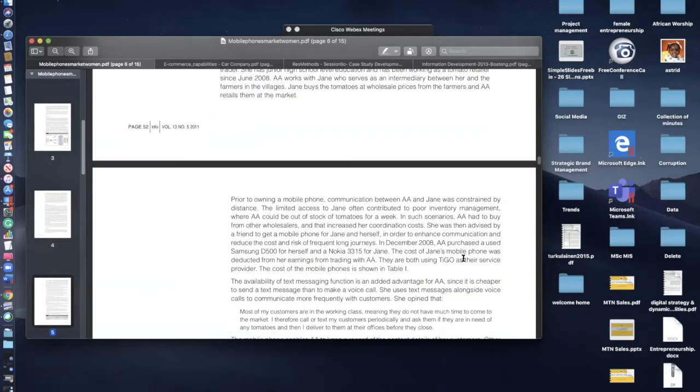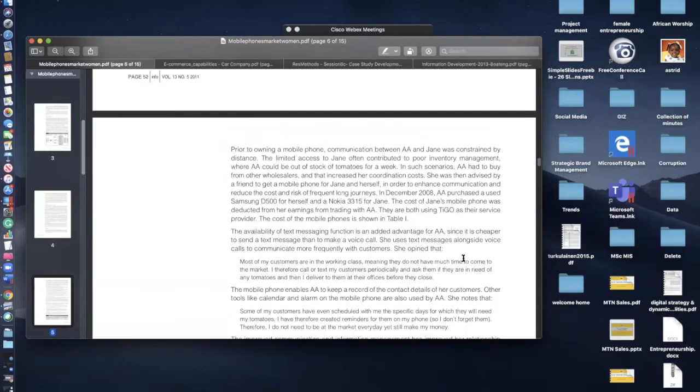Number three, I can show that AA is using the phone, but she's using it for a particular reason, so that I can hear from AA's own comments, AA's own words. In the interview that I've done, she has expressed herself in her own words, saying that most of my customers are in the working class, meaning they do not have much time to come to the market. I therefore call or text my customers periodically and ask them if they are in need of any tomatoes and deliver them at their office.